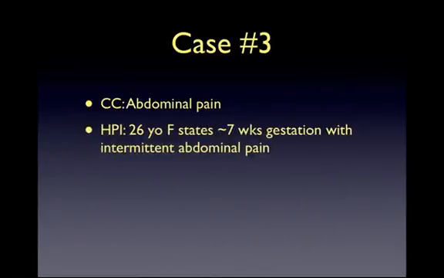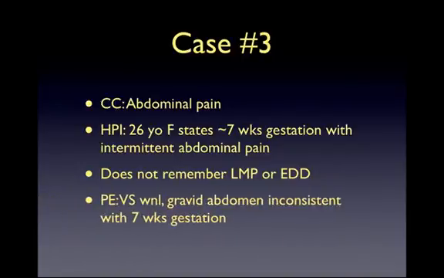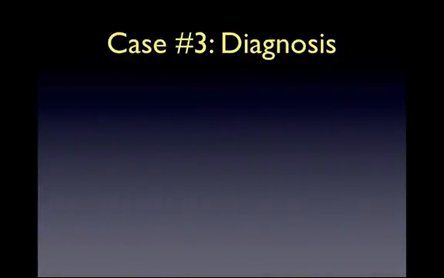Let's move on to our final case. Chief complaint of abdominal pain. We have a 26-year-old female who states that she thinks she might be 7 weeks gestational age with an intermittent abdominal pain. However, she does not quite remember her last menstrual period or her estimated delivery date. On exam, her vital signs are within normal limits, but she has a gravid abdomen that is inconsistent with a 7-week gestation.